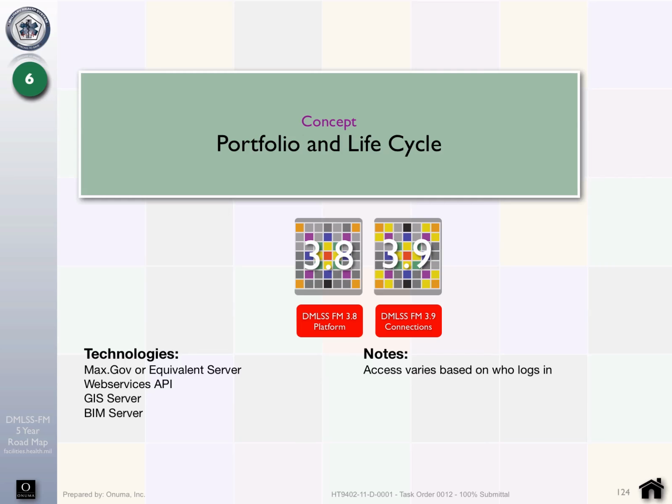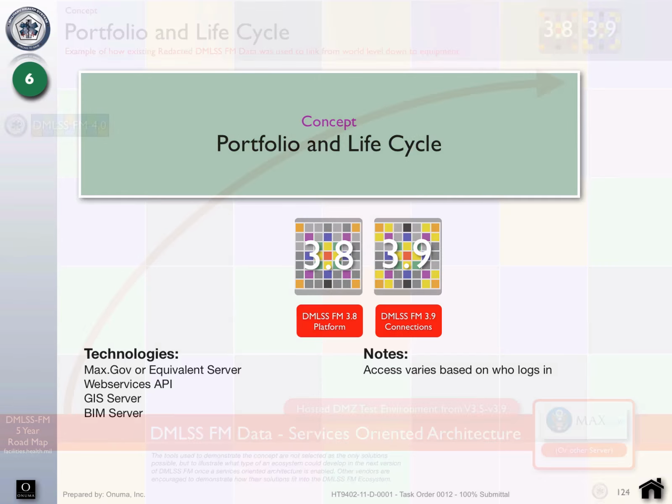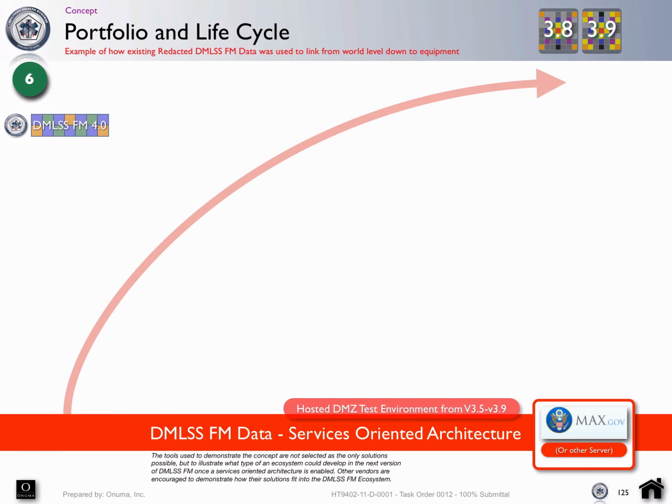Portfolio and Life Cycle, concept number 6 for DMLSS. The tools used to demonstrate the concept are not selected as the only solutions possible, but to illustrate what type of an ecosystem could develop in the next version of DMLSS once a services-oriented architecture is enabled. Other vendors are encouraged to demonstrate how their solutions fit into the DMLSS ecosystem.